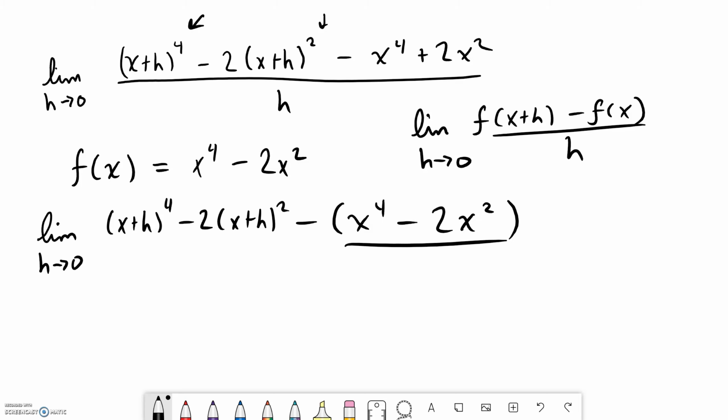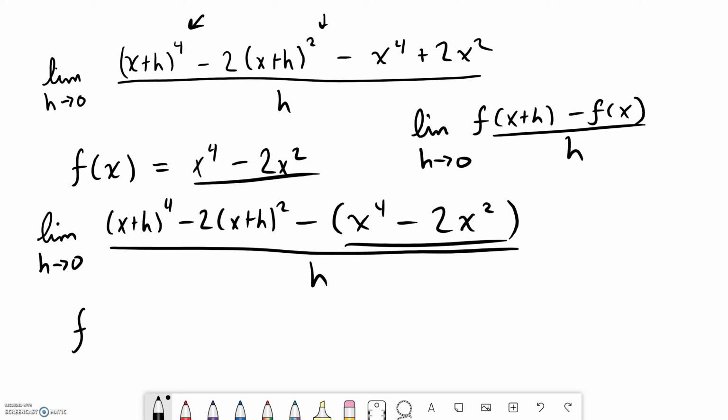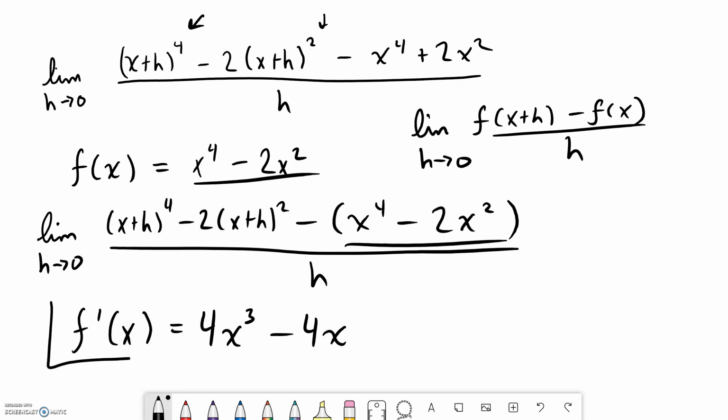And we see that this exactly matches this, and it also matches the definition of the derivative. So we can just do that. So we know f is x to the fourth minus 2x squared, so we just find the derivative of that, which is just using the power rule. It's 4x cubed minus 4x. And we're basically done here.